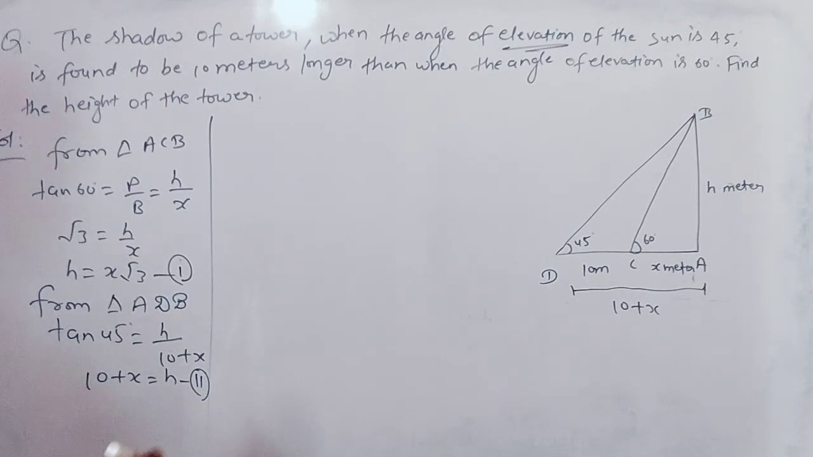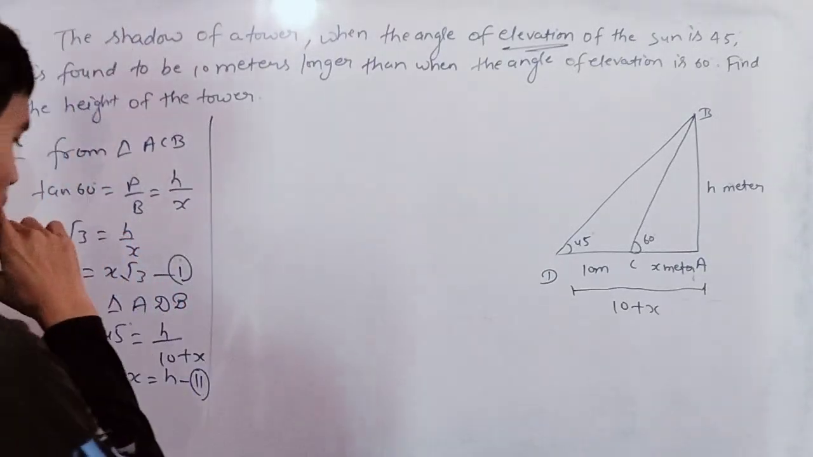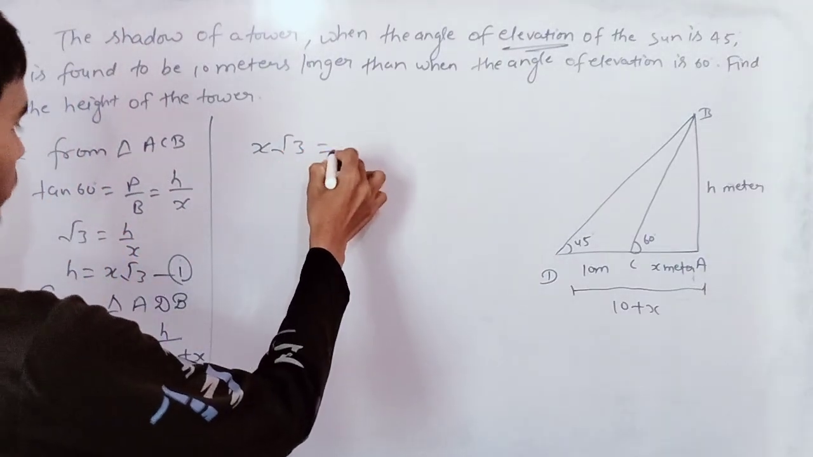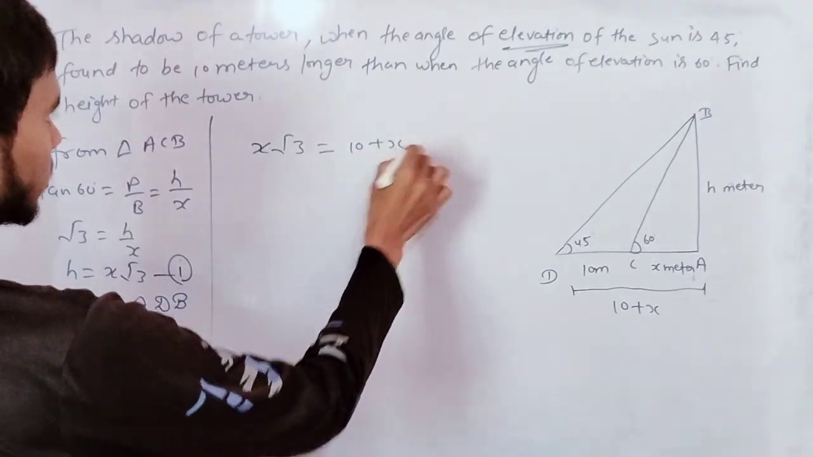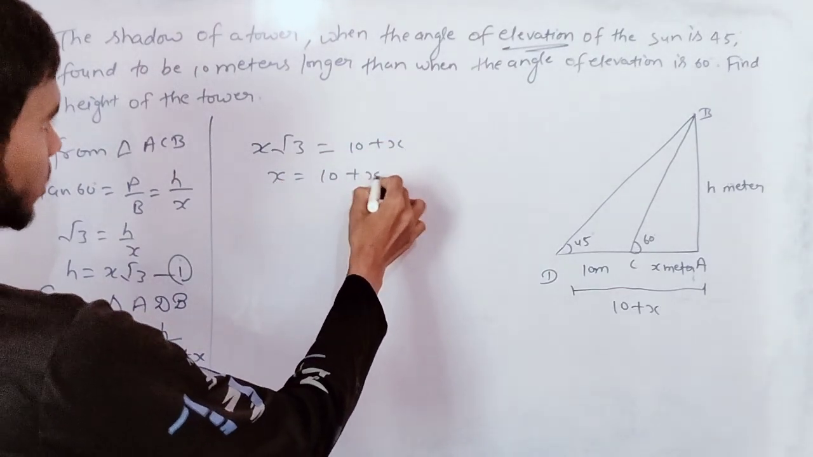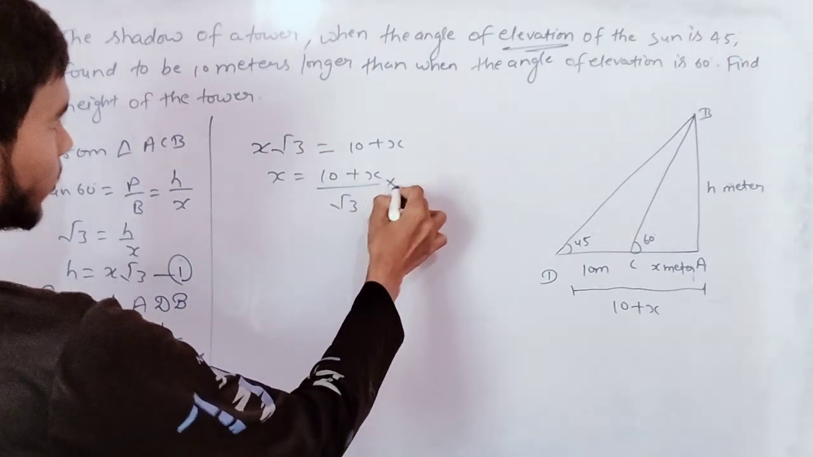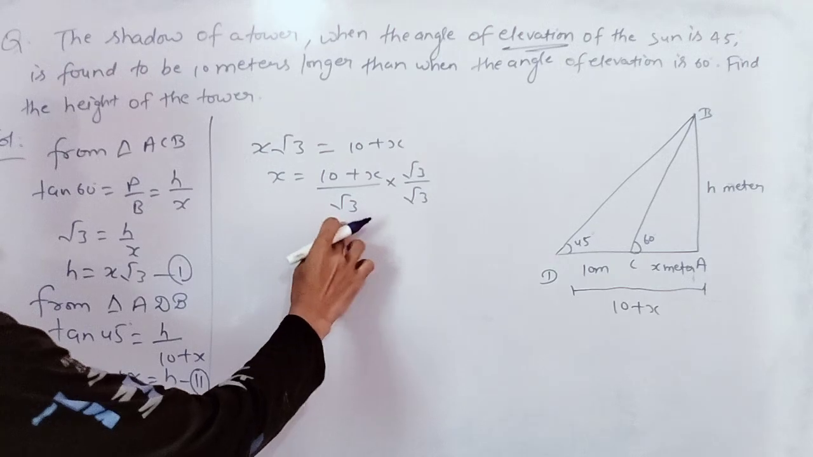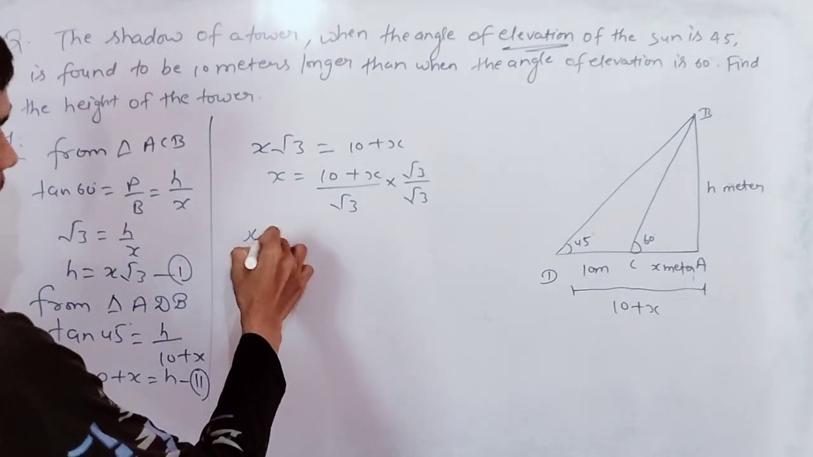Yes, till here it is correct. Now next is what? x root 3 is equal to 10 plus x. Now x equals 10 plus x upon root 3. We will multiply this by this so that we can remove root in the denominator.